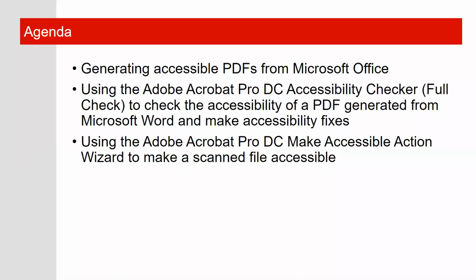What we talked about on the 6th and what we'll go over today is generating accessible PDFs from Microsoft Office using the Adobe Acrobat Pro DC Accessibility Checker, full check, to check the accessibility of a PDF generated from Microsoft Word, and then make accessibility fixes. And we'll also talk about using the Adobe Acrobat Pro DC Make Accessible Action Wizard to make a scanned file accessible.